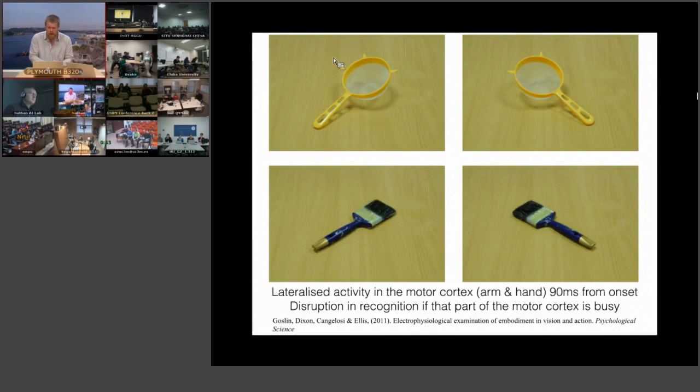But further to that, you can show that disruption or delay in recognition will happen if that part of the motor cortex was busy. So if you do something with your right hand, maybe squashing a squeezy ball, you will be slower and your recognition of objects will be disrupted if they're objects that you would pick up with your right hand. But the ones that you would pick up with your left hand remain undisrupted.